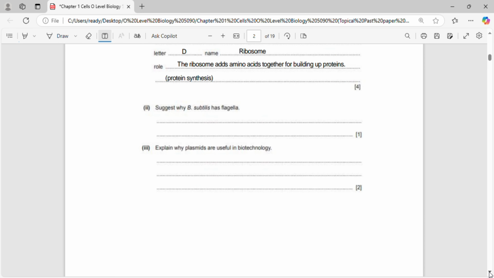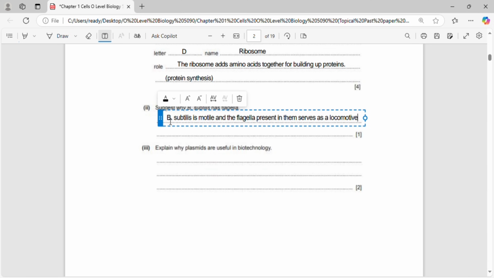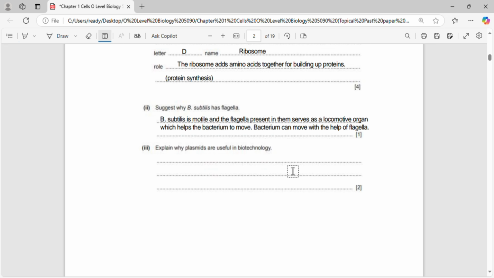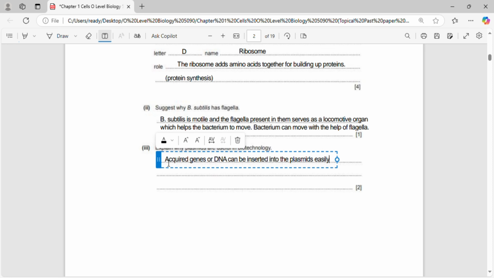Next, the question asks, suggest why the bacterium named B. subtilis has a flagellum. And the simple answer is, B. subtilis is a motile bacterium, and its flagellum functions as a locomotive organ, enabling the bacterium to move. The next question asks, explain why plasmids are useful in biotechnology. Plasmids are valuable in biotechnology because they can be easily modified or extracted. Once altered, the genes or DNA can be inserted into plasmids, which are then introduced into bacterial cells where they replicate and produce the desired product.